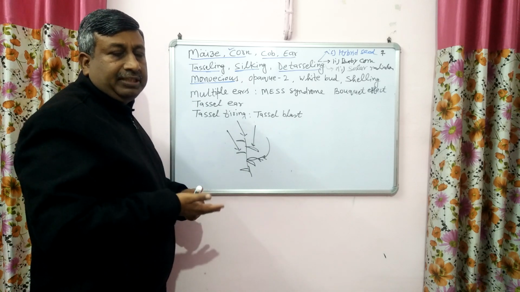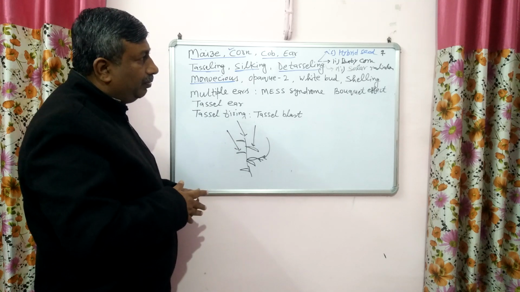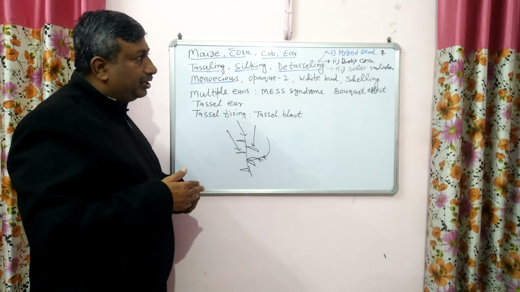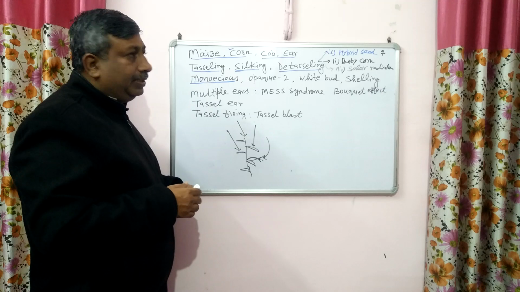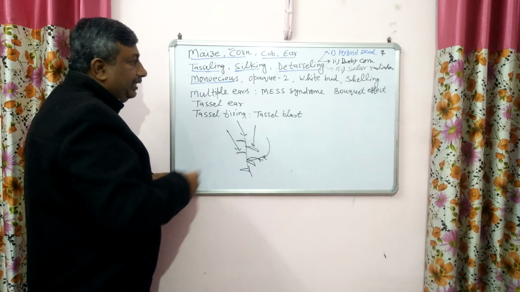So this may be asked in examination: what is the advantage of detasseling? Detasseling is done in hybrid seed production, in baby corn production, and to increase solar radiation interception. So this was detasseling.